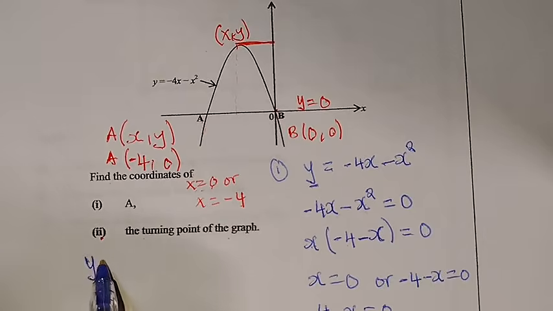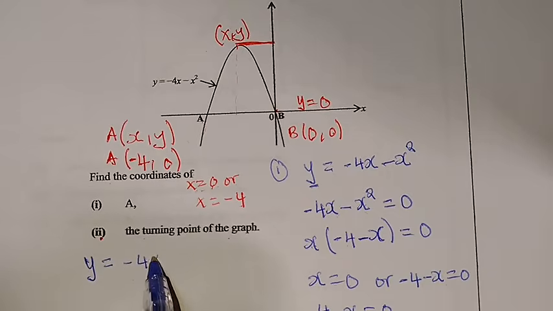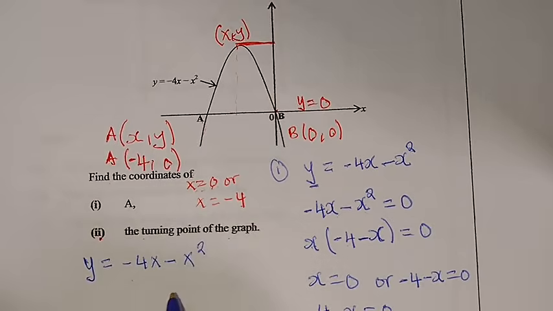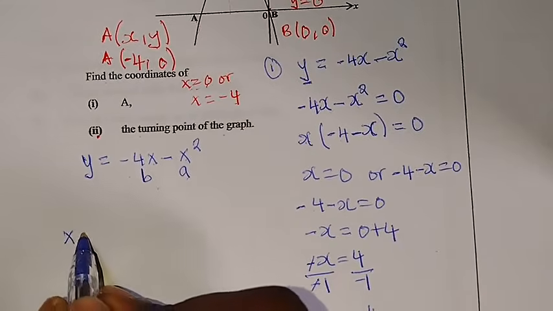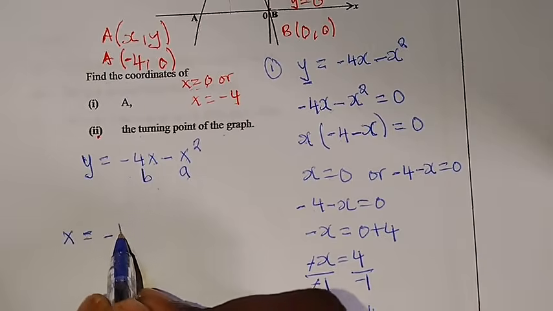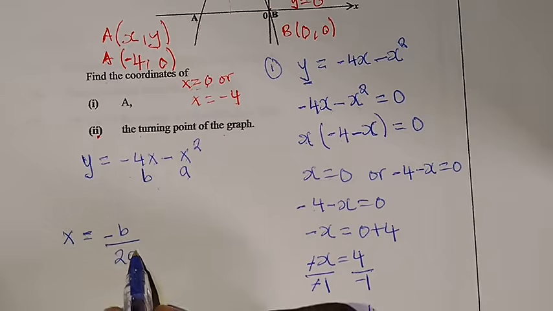If we have this equation, y is equal to negative 4x minus x squared, then according to the general quadratic formula, the coefficient of x squared is represented by letter a, and the coefficient of x, with the power of 1, is represented by b. So the simple formula that we are going to use first finds the x coordinate, which is equal to negative b over 2a.